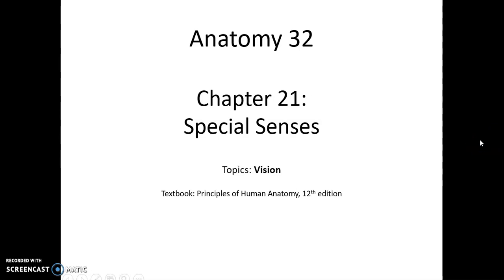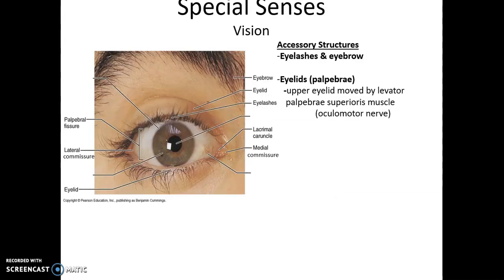Anatomy 32, Chapter 21, Special Senses, Topics: Vision. So there are some accessory structures associated with our eyes, which are our structures for vision. There are eyelashes and eyebrows. These hairs are important to try to keep things from falling into the eye. And then there's, of course, the eyelids, also known as palpebrae.